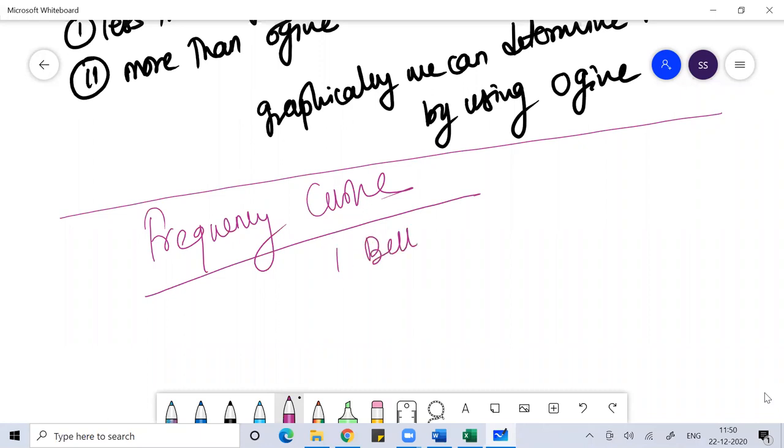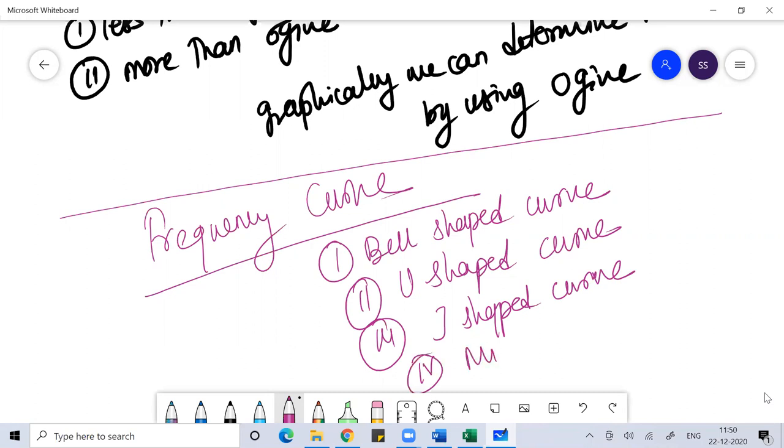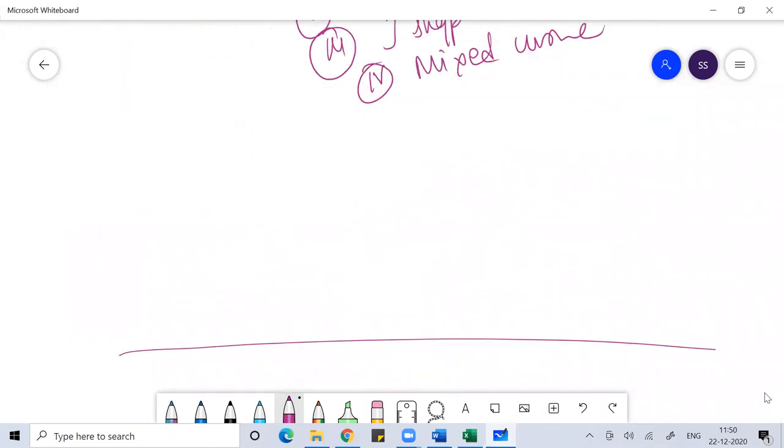You have different kinds of curves: the bell-shaped curve, the U-shaped curve, the J-shaped curve, and then the mixed curve. Mixed curve means a mix of U, J, and bell-shaped. So what is a bell-shaped curve? A bell-shaped curve is like this.